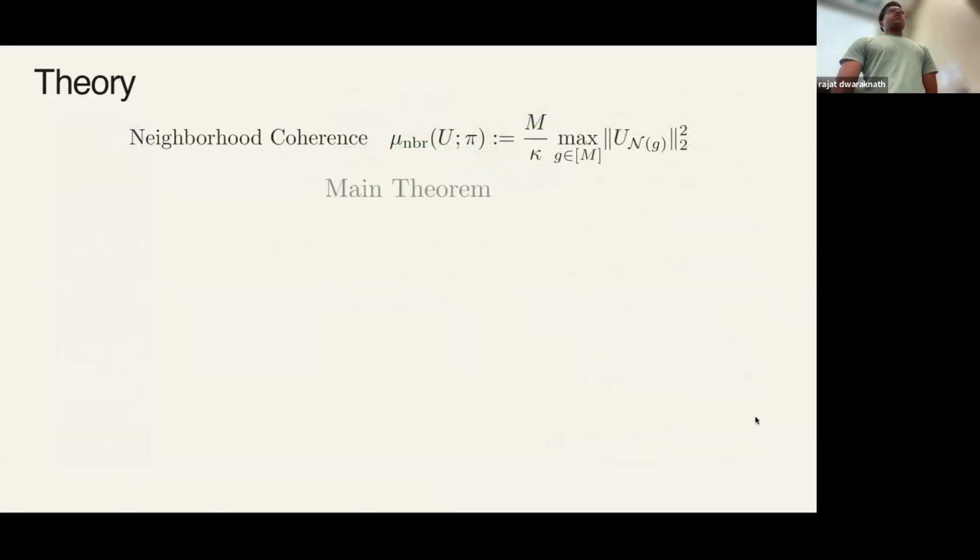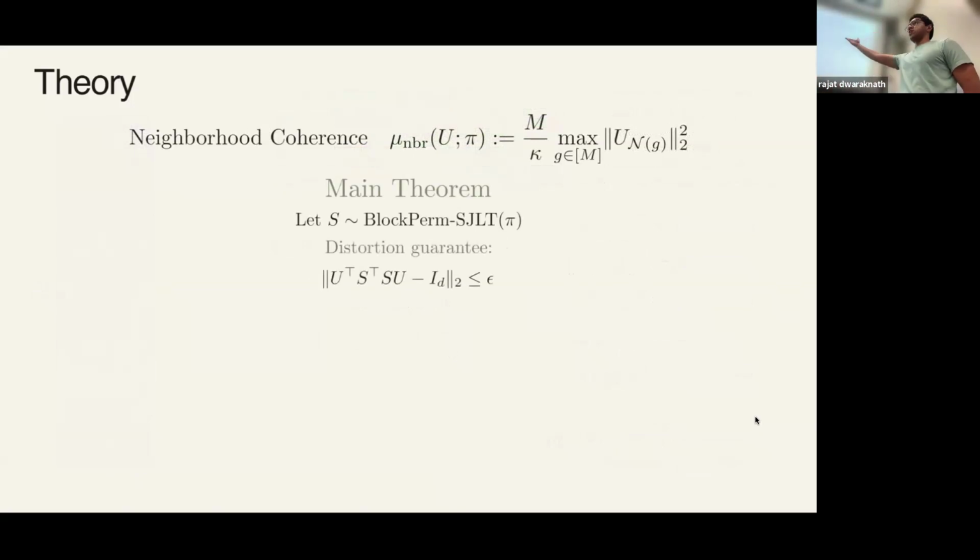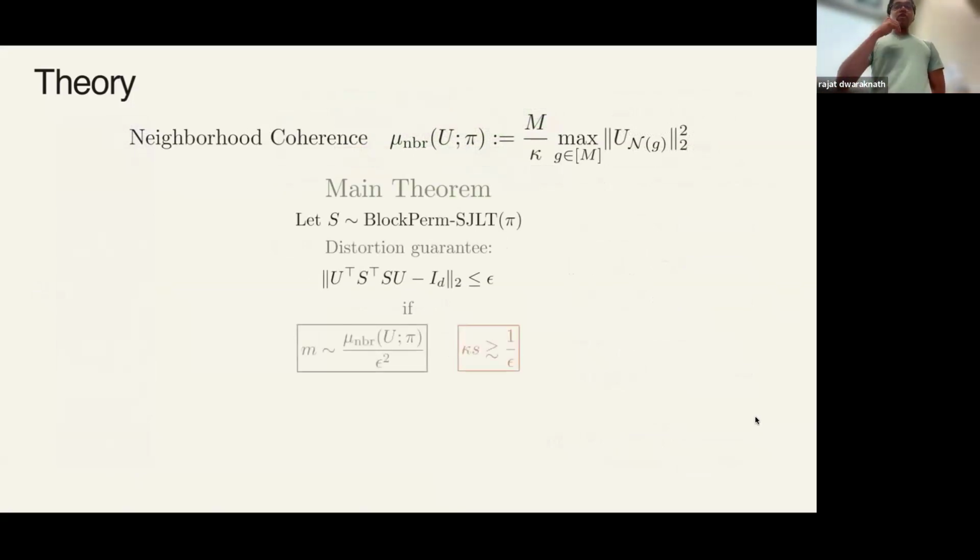So our main theoretical result is basically the same sort of distortion guarantee as the JL lemma. And we have the following scaling for the sketch dimension. So this is the full final sketch dimension, right? You get the same 1 over epsilon squared scaling, but now you have a factor which is a neighborhood coherence which controls this. Now in this, I'm ignoring log factors and constants. And you have the same sort of threshold on the sparsity. Remember, kappa times S is the net column sparsity.